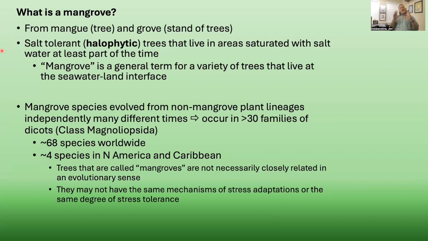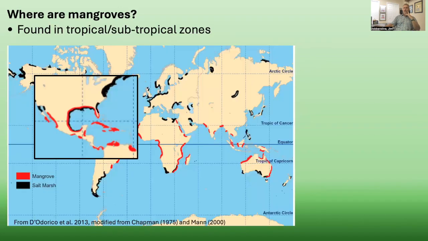But there's something you need to be aware of with mangroves and that is that many of these lineages have developed independently at different times, and there are 30 different families of dicots that incorporate these. So things that are called mangroves may not all be closely related in an evolutionary sense, and they may not even have the same mechanisms for stress adaptations, or even degrees of stress tolerance. So we're going to look at a couple that occur right here in our area that you're likely to see when you're in the field.